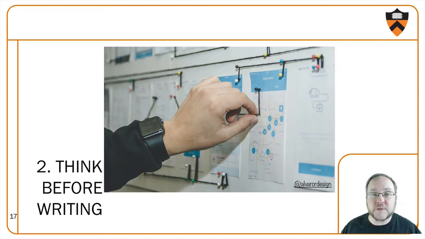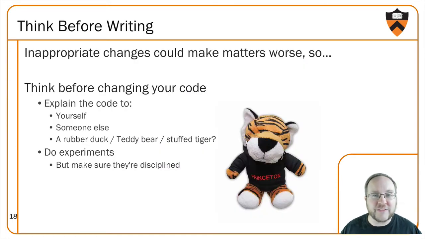The second tip in debugging is to think before writing new code or changing existing code to fix a bug. This seems obvious, and yet many times students get stuck and start changing their code in undisciplined ways. And frankly, 126 somewhat exacerbates this. Make a random change, see if more or fewer Tiger file tests fail. Those of you who have taken 226 will remember how hard a habit this was to break.